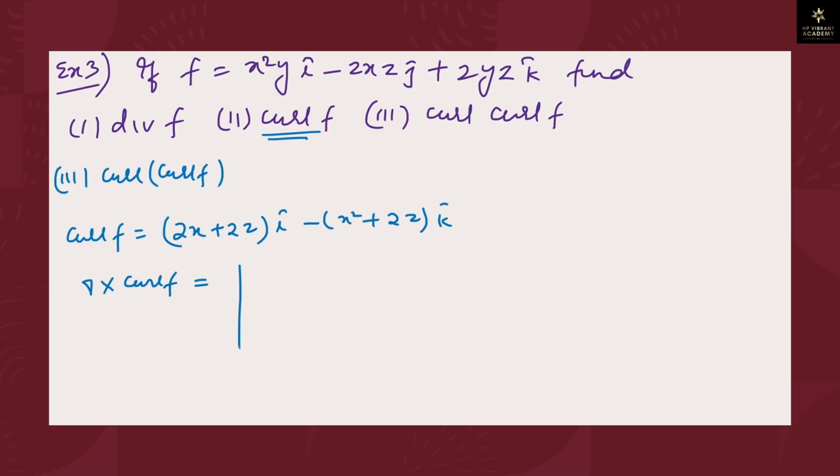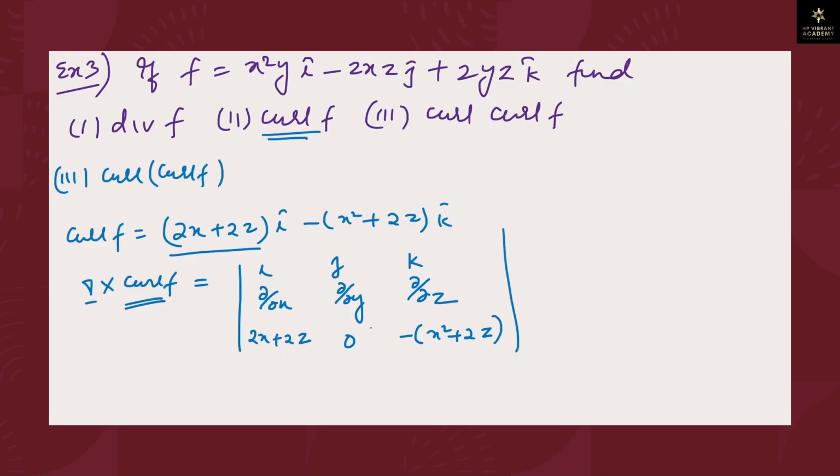Okay, so this we can write as i, j, and k, and we will write the components in the determinant. We have the first vector as the del operator. So let us write down the components: ∂/∂x, ∂/∂y, ∂/∂z. Similarly, the components of curl of f. The i cap component is 2x + 2z, and for k cap it is minus (x² + 2z).